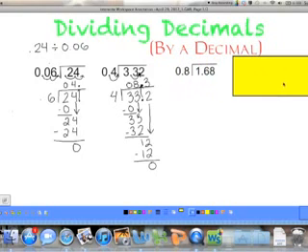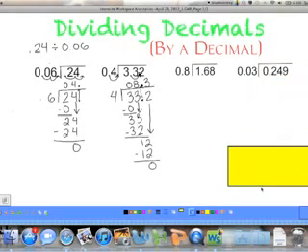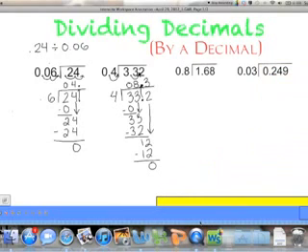I have two problems here that I want you to try on your own. So press pause while you complete your work, and then when you're ready to check your answer, press play. So for our first problem, we have to move our decimal over one time to get a whole number here. So our new problem becomes 16.8 divided by 8.